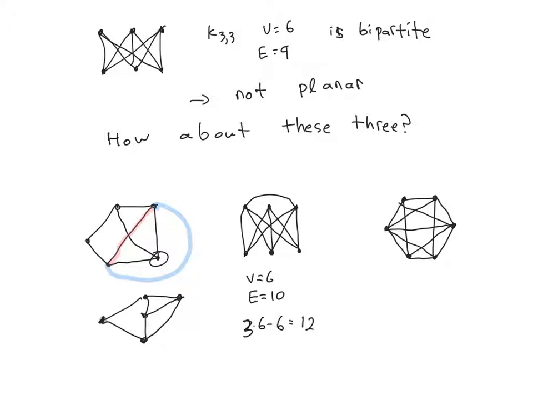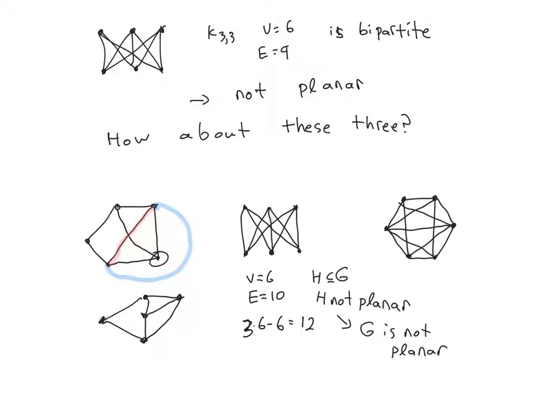But notice what happens if I were to erase this edge. I now have K33. And so one thing you are allowed to use is that if you found a subgraph that's not planar, then the bigger graph is not planar, right? Because if you found a plane drawing of the bigger graph, you found a plane drawing of the smaller graph, and you already know you can't do that.